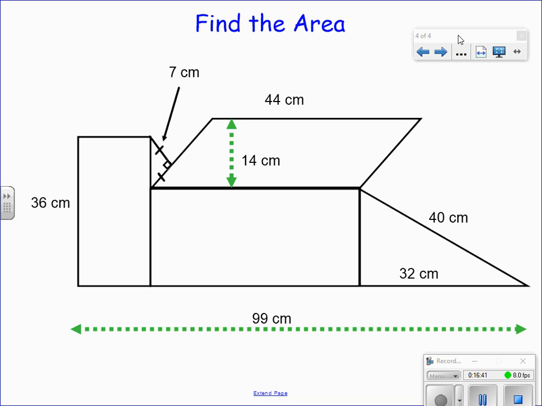I'm going to leave this question for you guys to try. And you can screenshot it or freeze your picture or pause it and then try it. And then I'll post the answer at the beginning of the next lesson. Cheers.